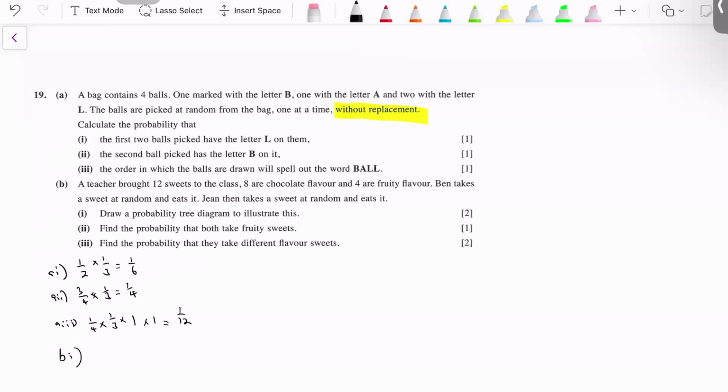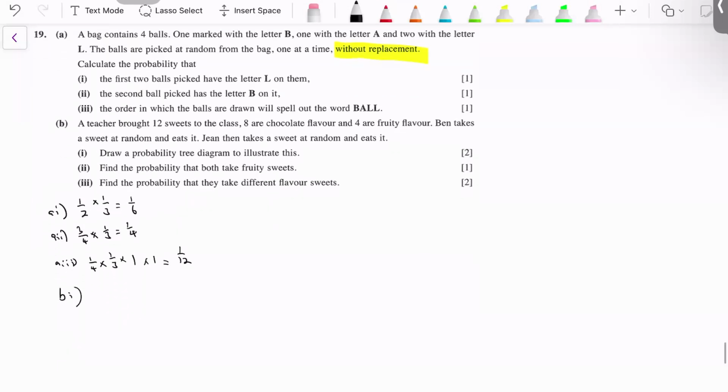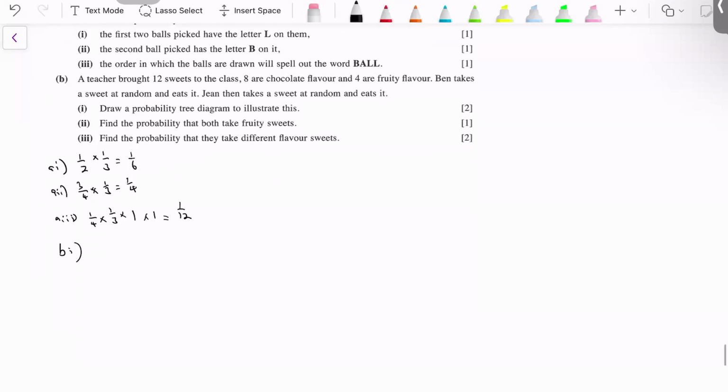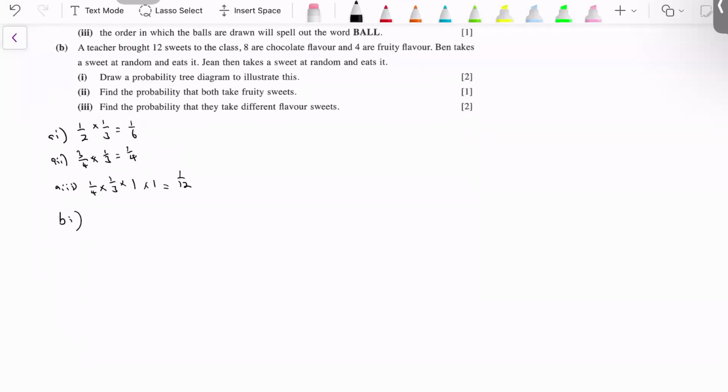Okay, so B, part 1. It says a teacher brought 12 sweets to the class, 8 are chocolate, and 4 are fruity. Ben takes a sweet at random, eats it. Jim takes a sweet at random and eats it. So draw a probability tree diagram to illustrate it. Okay, so ultimately, the first draw is either chocolate or fruity.